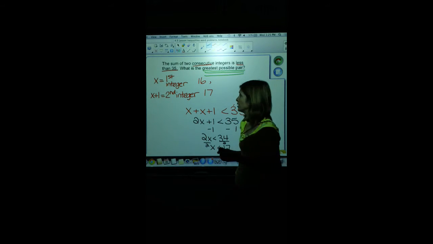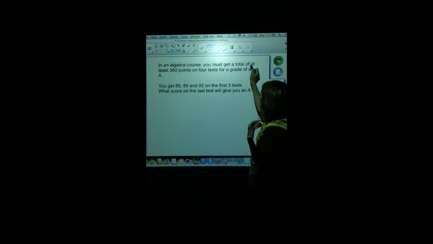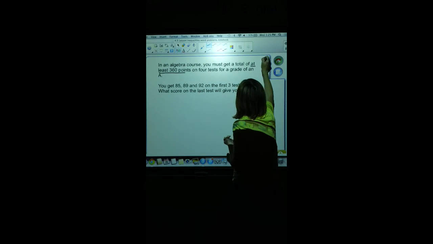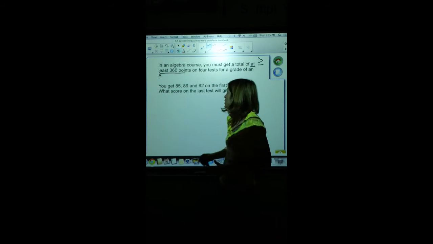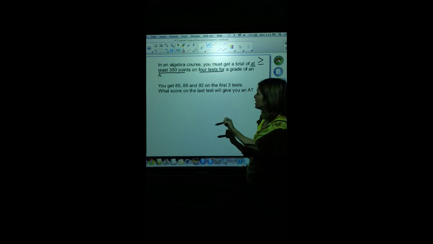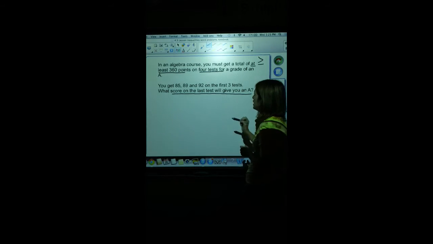All right, one more. In an algebra course, you must get a total of at least 360 points. So hopefully now at this point you're seeing at least 360 points, you're going greater than or equal to in your head because at least means greater than or equal to. Okay, you need to get at least 360 points on 4 tests for a grade of an A. You get 85, 89, and 92 on the first 3 tests. What score on the last test will give you an A?